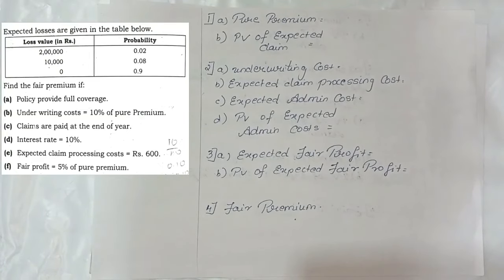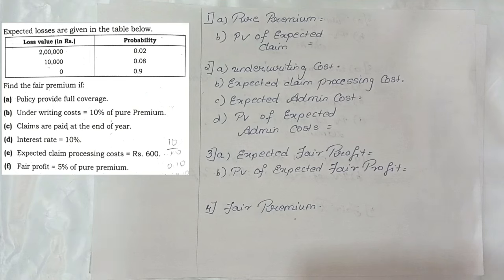Now this is the very first question. I'll read out the question once. In the question it is given that the expected losses are given in the table below. So loss values are 2,10,000 and 0, and their probability is given. Find the fair premium if the policy provides full coverage, underwriting cost is equal to 10% of pure premium, claims are paid at the end of the year, interest rate is 10%, expected claim processing cost is 600, and the fair profit is equal to 5% of pure premium.